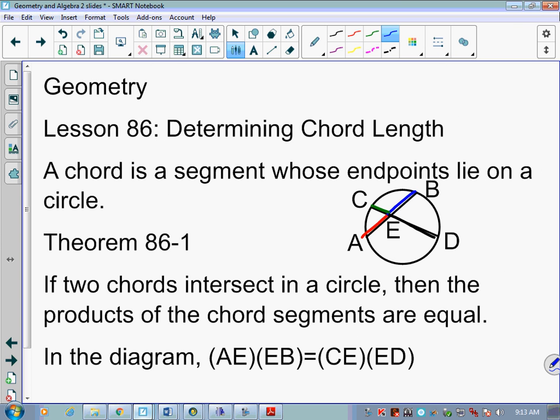Determining chord length. A chord is a segment whose endpoints lie on a circle. If two chords intersect in a circle, then the products of the chord segments are equal. So what we said here is the length of AE times the length of EB is equal to the length of CE times the length of ED. All right, now let's go back. Okay.